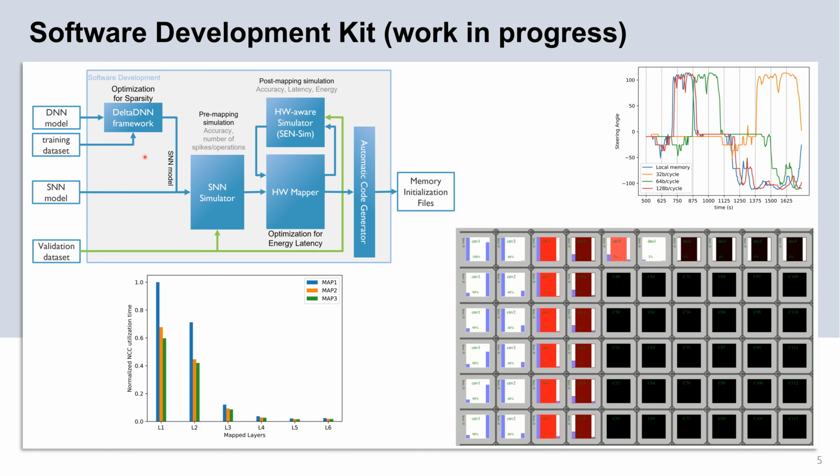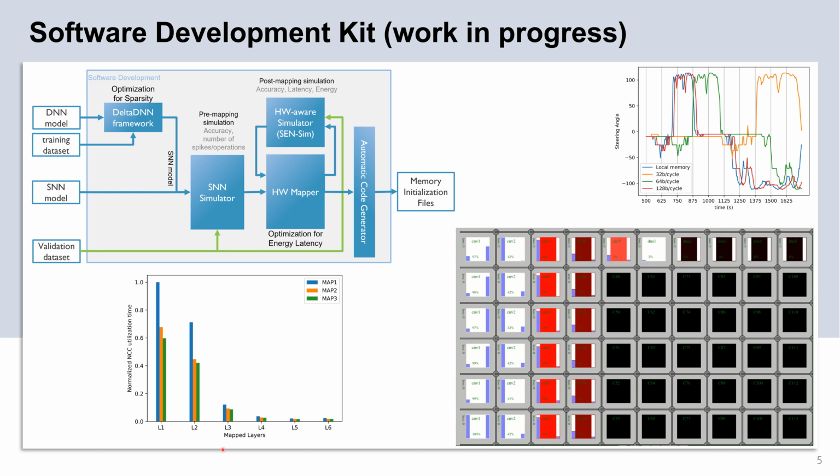We also provide a software development kit for SENeCA, which at this moment includes a toolbox to convert conventional DNN models to SNN, a behavioral SNN simulator, a hardware-aware SNN simulator, a hardware mapper, which maps the SNN models to the cores in the hardware, and an automatic code generator that receives the mapped version of the model and then generates the binaries for the hardware.